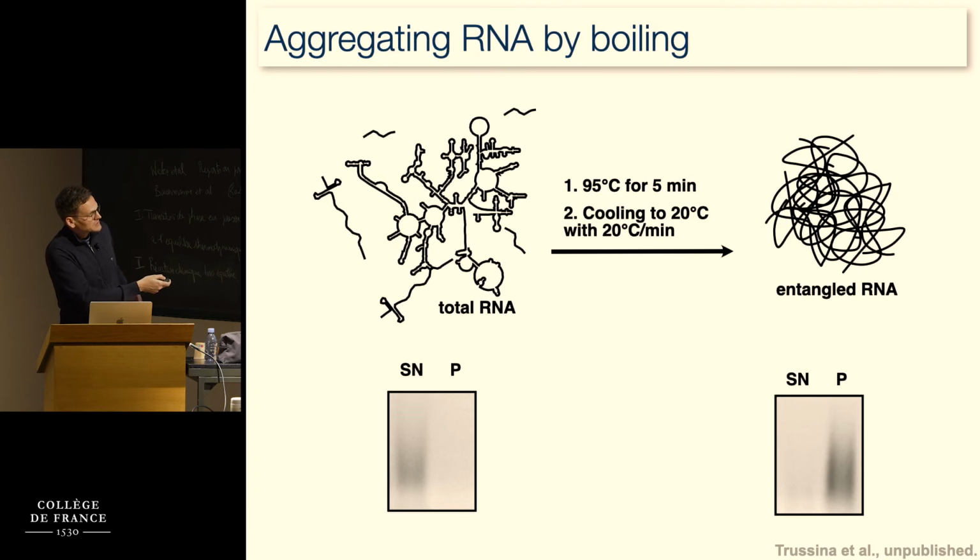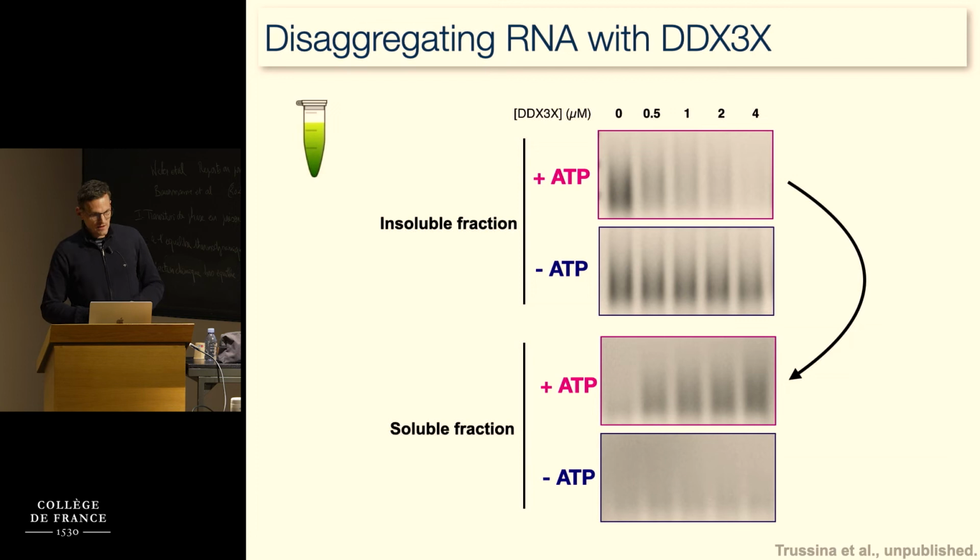And you can follow this with a simple sedimentation assay. You spin the sample, this is the supernatant, the soluble fraction, and this is the pellet fraction. And you see when you have total RNA before boiling, it's all soluble, it's all in the supernatant, but after boiling, it's all in the pellet, it's all sedimentable, yeah? That's a very nice assay to look at RNA aggregation, right?